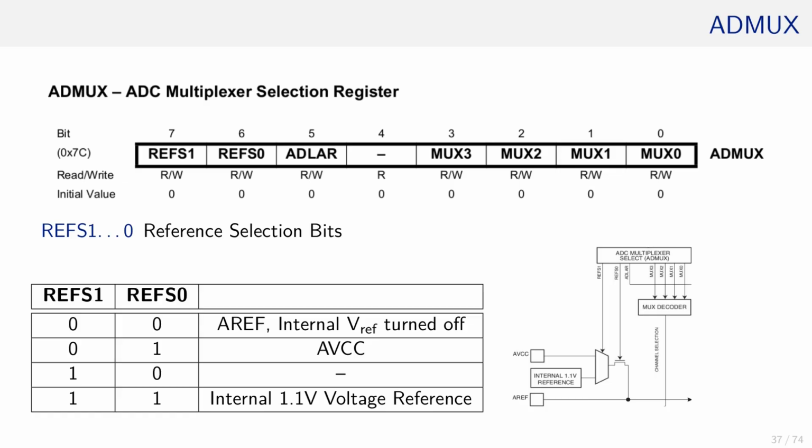If AREF is selected, the datasheet specifies that it has to be between 1 volt and AVCC, but it cannot surpass AVCC. In addition, if there is a custom reference voltage applied to the AREF pin, you must not select any of the internal voltage references.